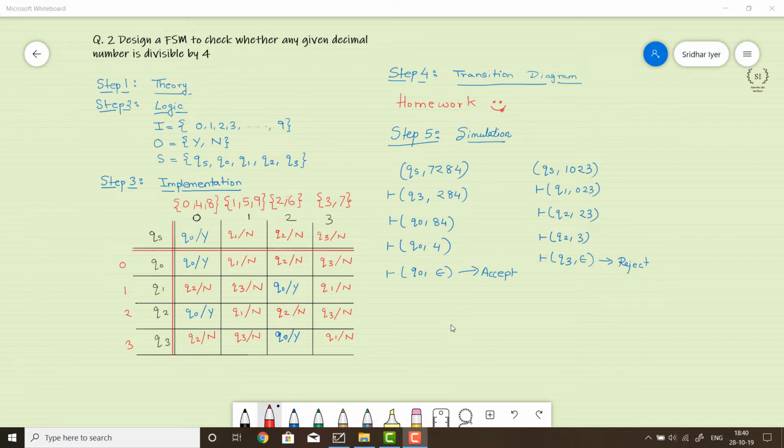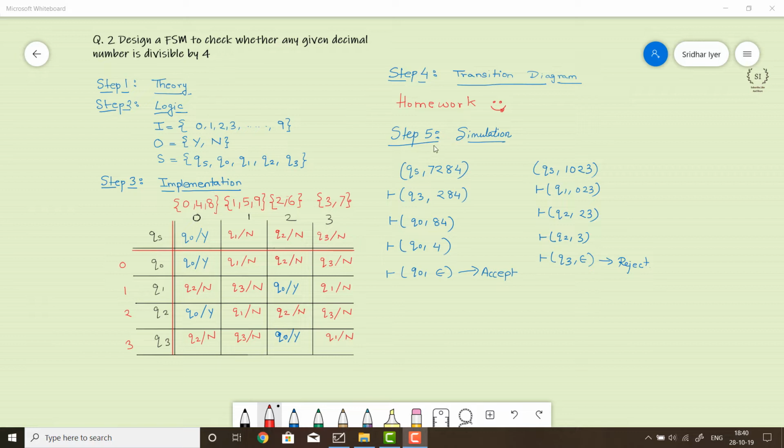Let's start from where we had left in the previous video. In the previous video we had seen how to design a FSM to check whether a given decimal number was divisible by 3. In this problem the concept remains the same. This problem is basically for practice purposes. I have added a similar kind of problem here. It is to design a FSM to check whether any given decimal number is divisible by 4.